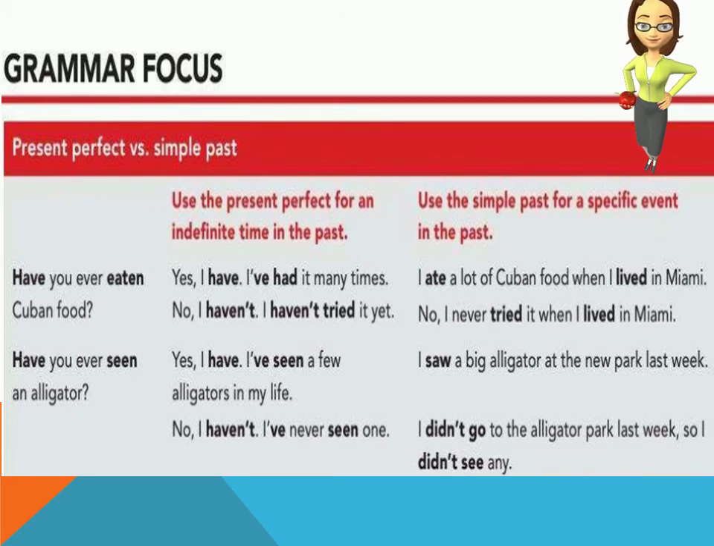Now let's see the answer with simple past. I saw a big alligator at the new park last week. So you're giving a specific time. You're saying that you saw an alligator at the new park last week. Or you may answer in negative. I didn't go to the alligator park last week, so I didn't see any.